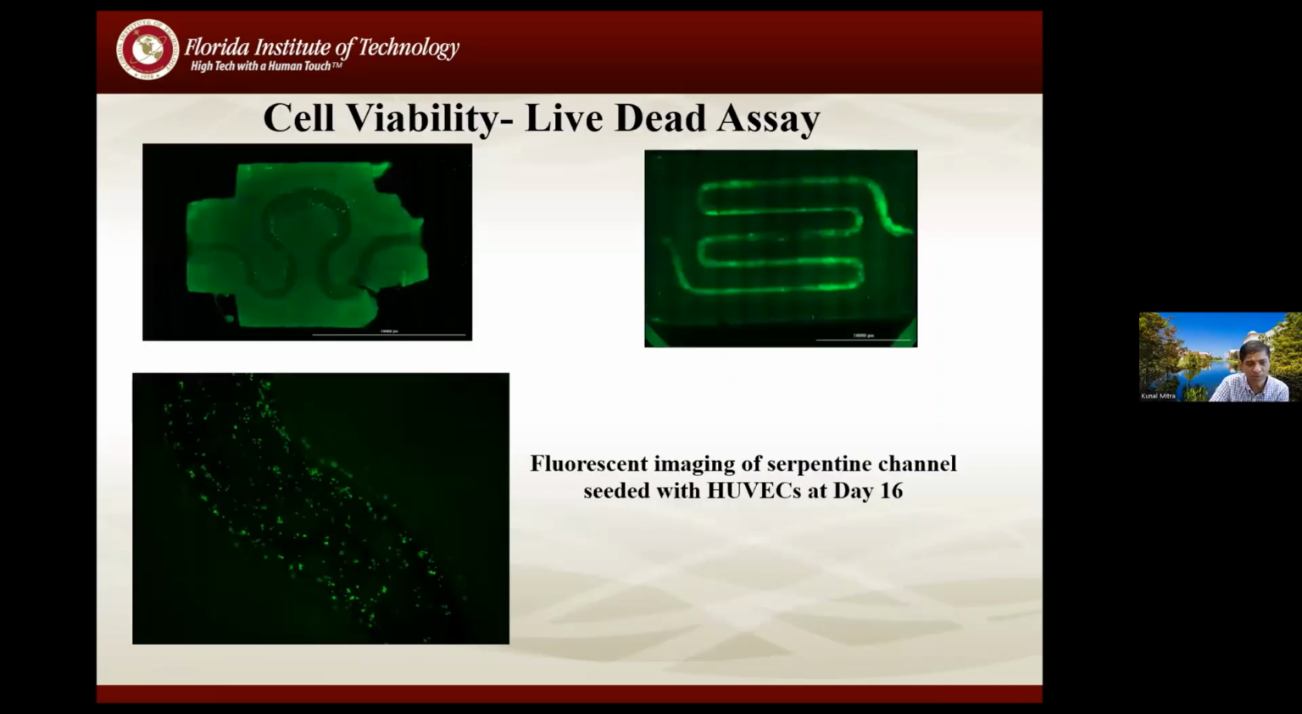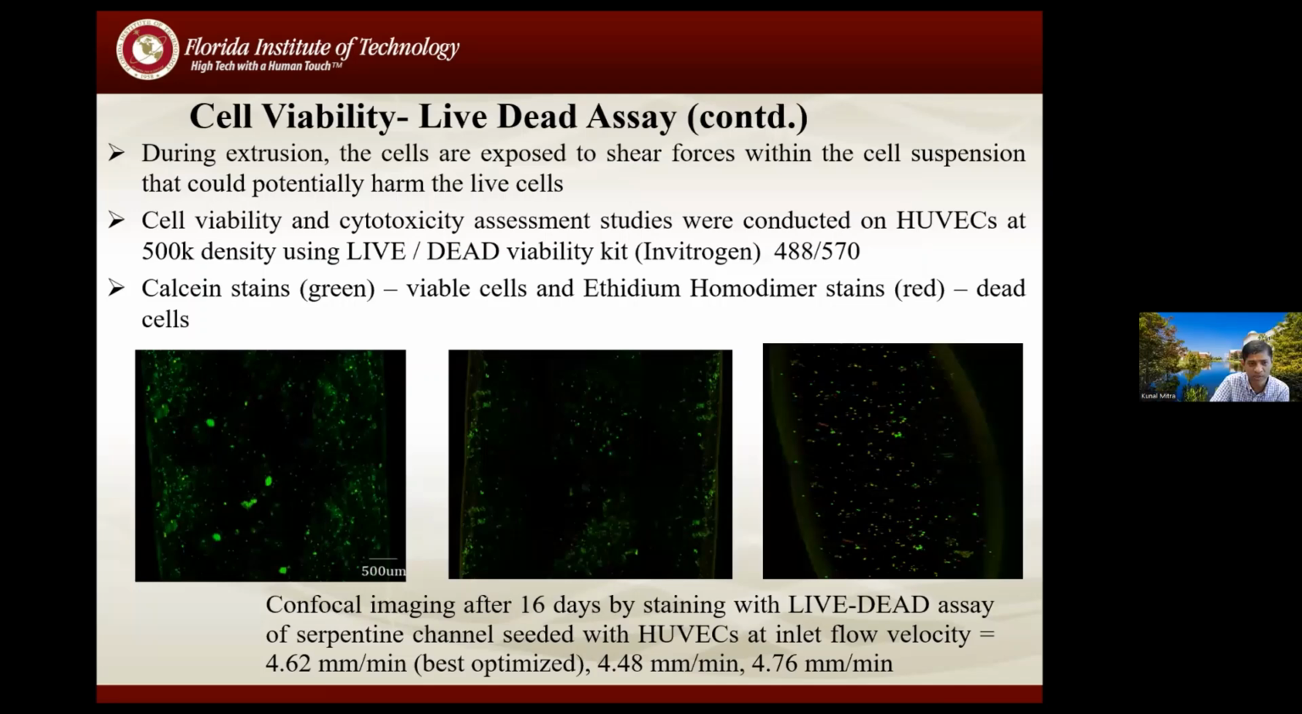We are printing some initially simple vascular channels, and we want to make sure that we're able to maintain the viability, because these channels were seeded with HUVEC cells. Even after 16 days, we are able to maintain 95 to 98% cell viability. We used a standard live/dead assay kit for our viability studies: calcein stains green, and the ethidium homodimer is red, and you can clearly see barely one or two red cells. You also have to look at the flow velocities for optimization of a microfluidic system. That is another important parameter which can also be controlled.